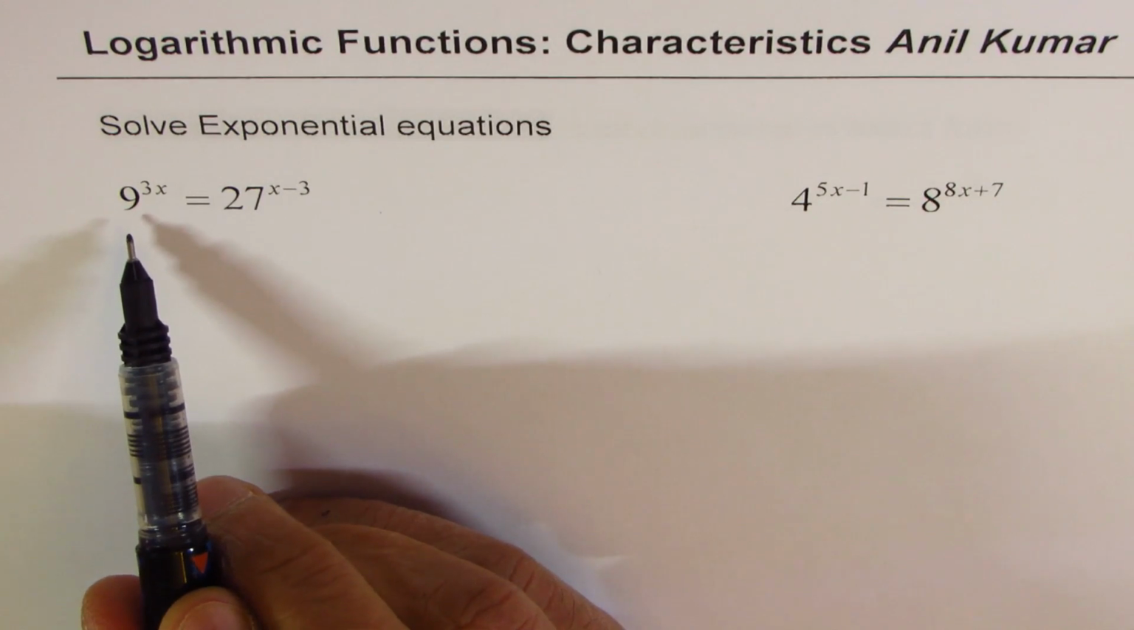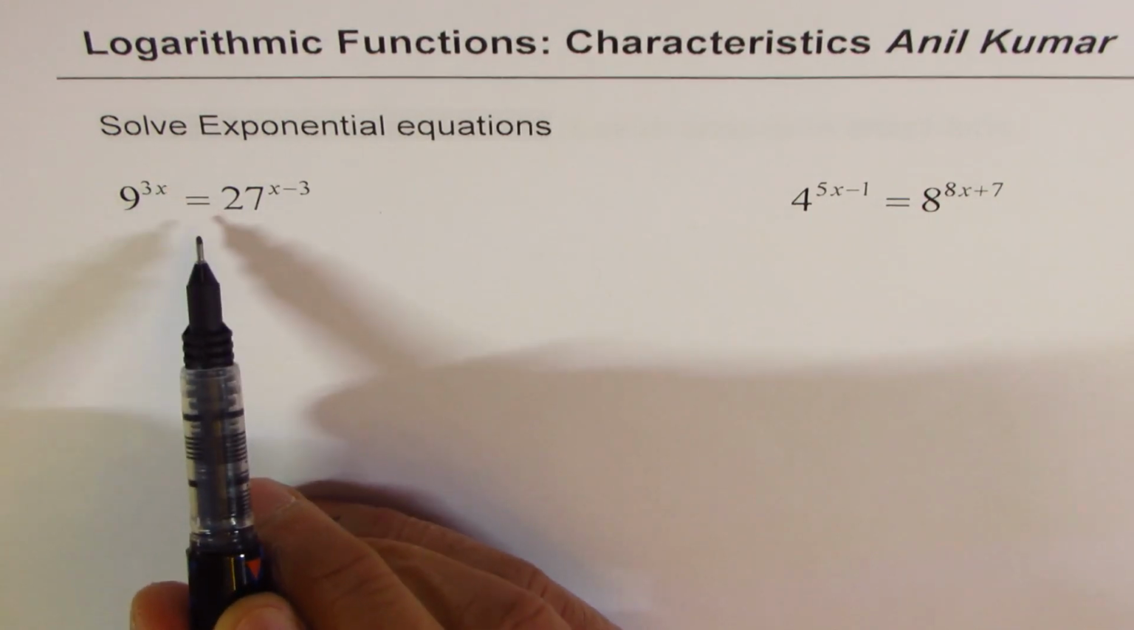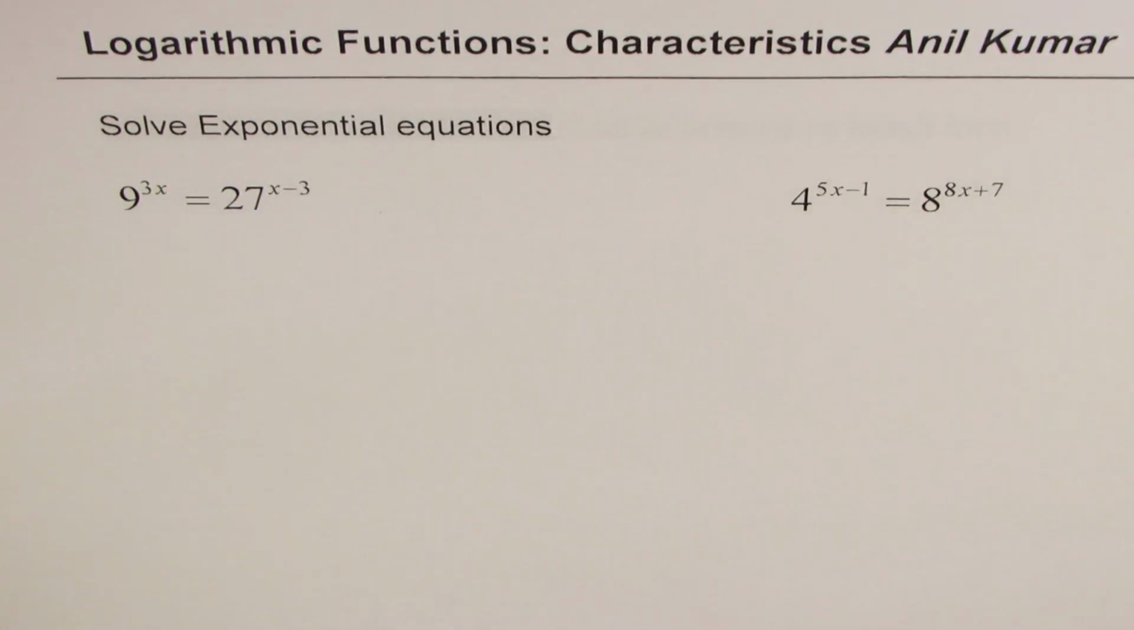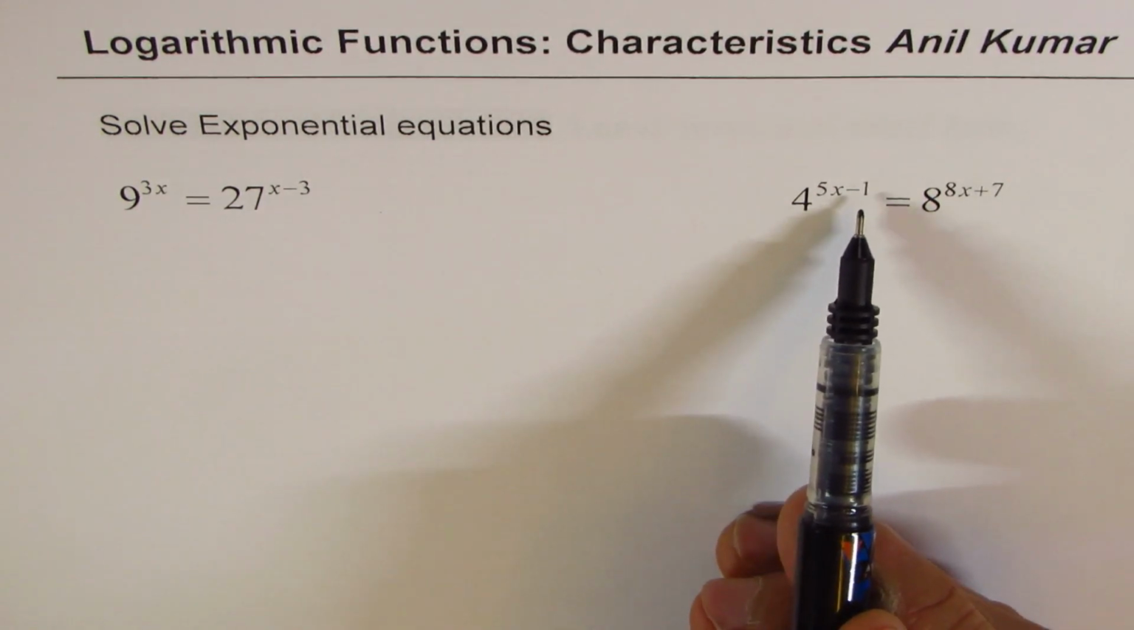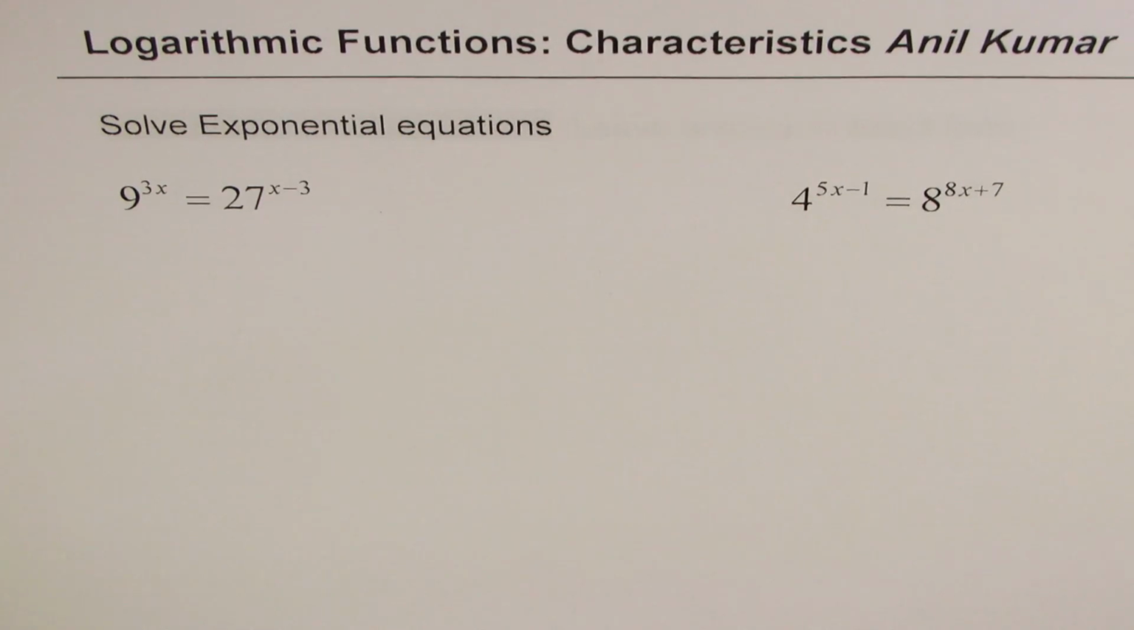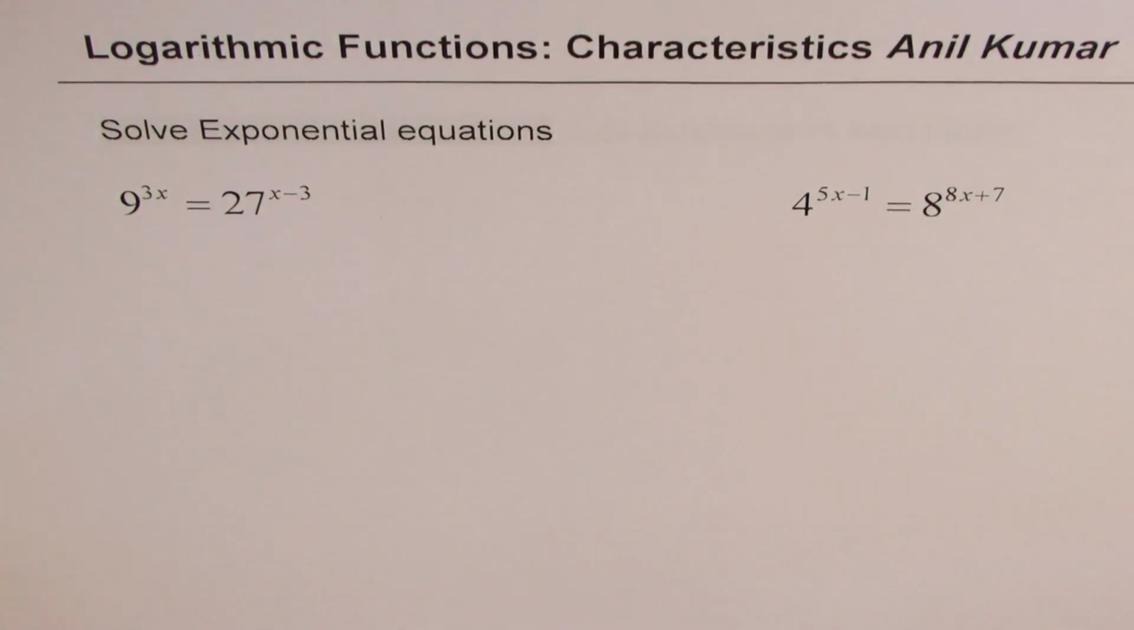Now here the exponential equation is 9 to the power of 3x equals to 27 to the power of x minus 3, and we have another one which is 4 to the power of 5x minus 1 equals to 8 to the power of 8x plus 7. I'd like you to pause the video, answer these questions yourself, and then look into my suggestions.